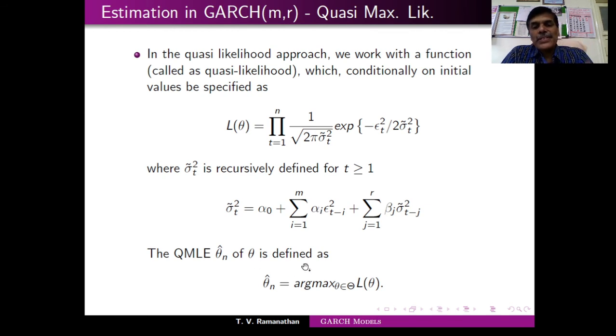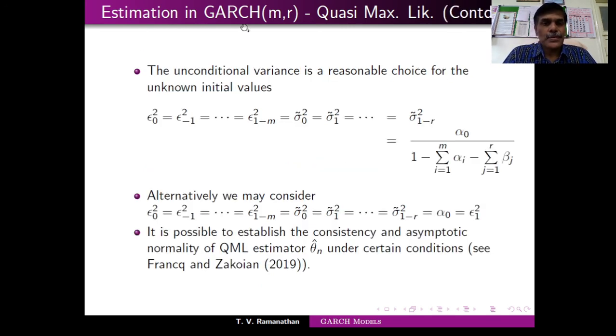So the QML is defined as the argmax of this function with respect to theta. So you have a maximization problem of dimension m plus r plus 1, because this function is of that dimension. Not only that, you have a recursive equation in it, because sigma_t square has to be obtained recursively. So this is what the estimation process is all about.